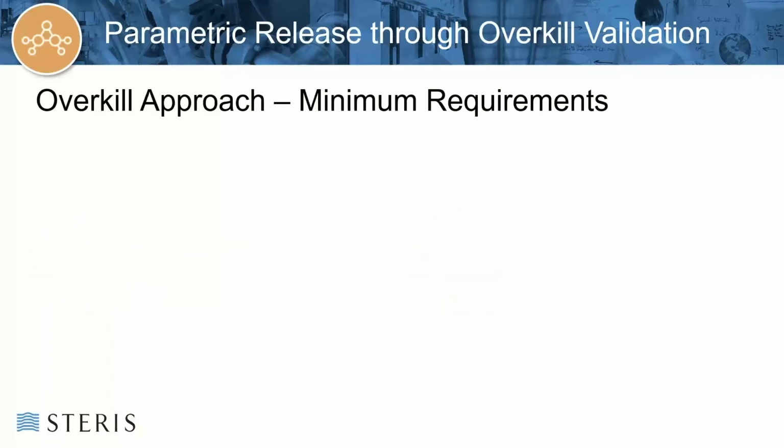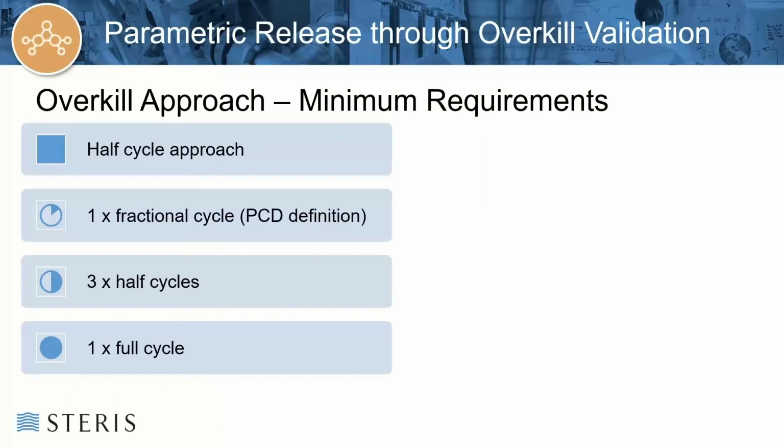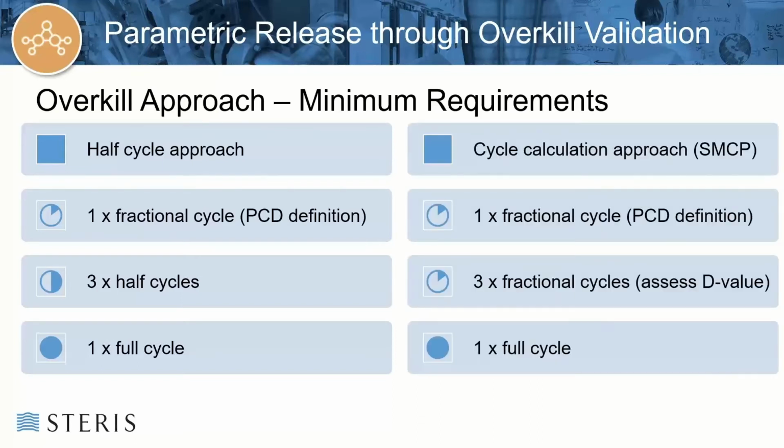So looking again at the overkill approach, your minimum requirements are in your half cycle approach, a fractional cycle, 3 half cycles and a full cycle. In your cycle calculation approach, you have a fractional cycle for PCD definition and 3 fractional cycles to assess your D value. And this is all done by the Stumbo-Murphy-Cochrane procedure. And then finally one full cycle to complete your PPQ.